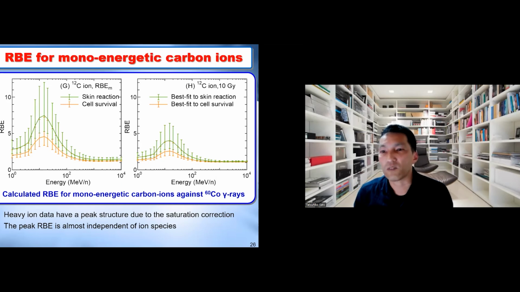This graph shows similar data, but for monoenergetic carbon ions. Heavy ion data, including carbon ion data, as shown here, have a peak structure due to the saturation corrections. The peak values are almost independent of ion species because LET around 100 keV per micron always gives the highest value, which is also around 8 for RBE maximum and around 4 for RBE at 10 gray irradiation.